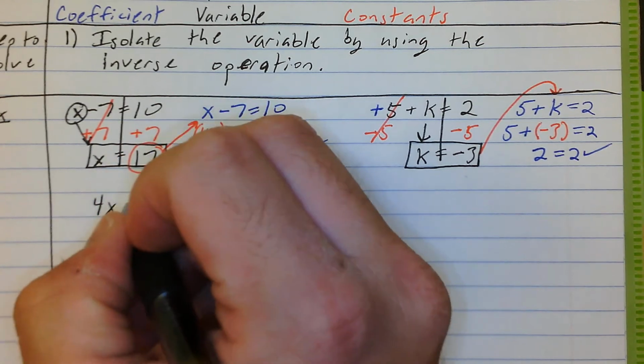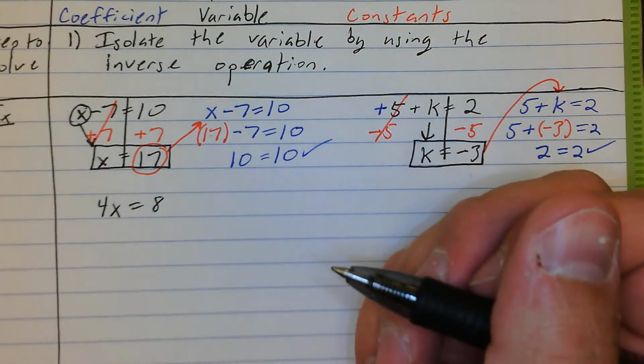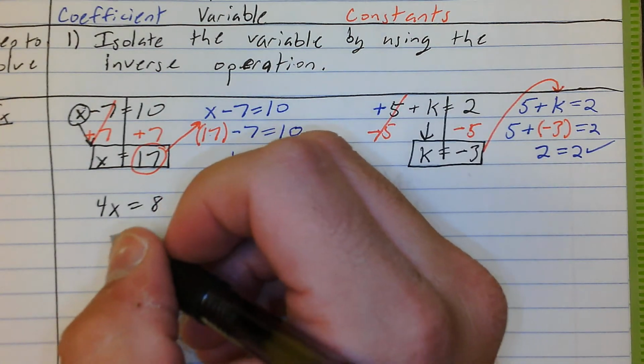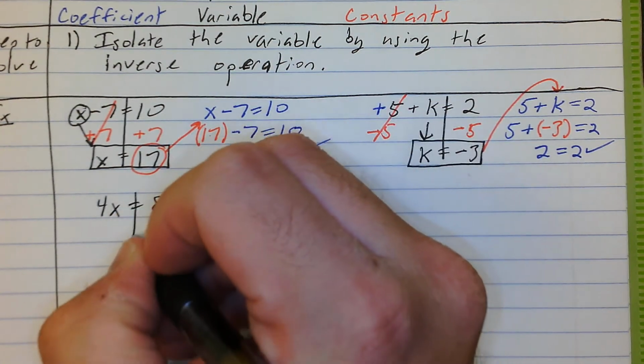Since it is a true statement, this is the correct answer. Well, how about 4x equals 8? Now this time I'm still solving for x. Let me draw my wall first.